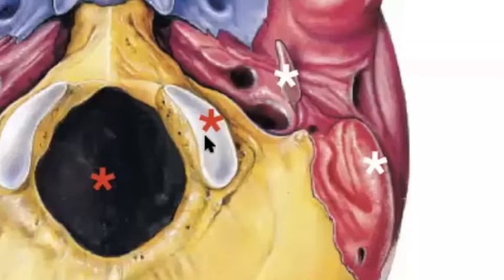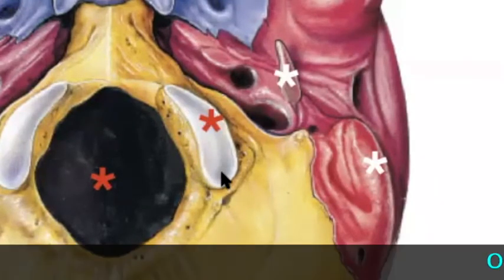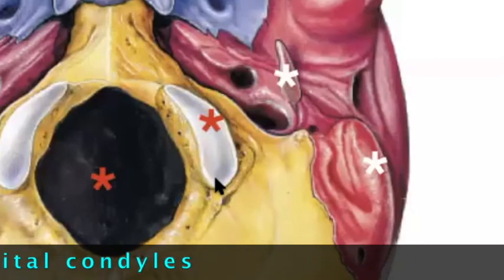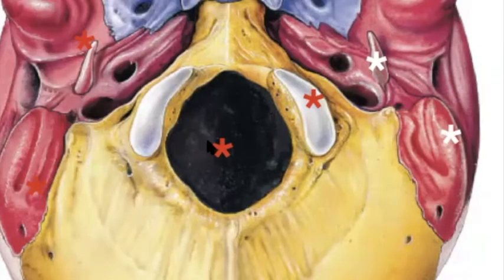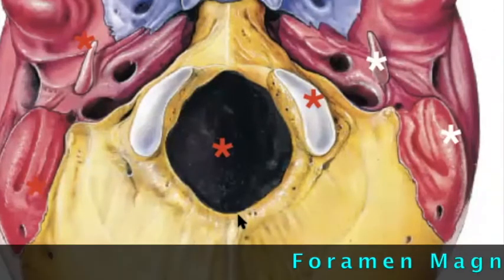And for this picture, we have this right here is an articulating facet. This is where it meets up with the superior articulating facet of your atlas, your C1, and this is called the occipital condyles. Condyles is a joint surface. If you ever see that word condyles, you can think joint surface. And then the big hole in the middle is where your spinal cord and your brain stem going to your brain pass through. That's your foramen magnum, big hole.